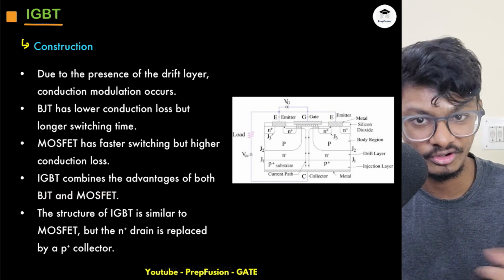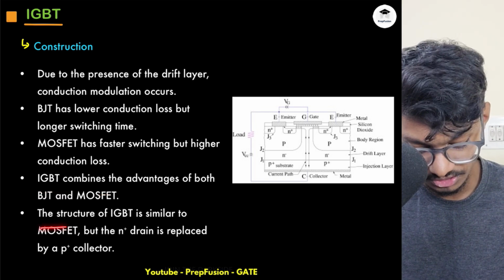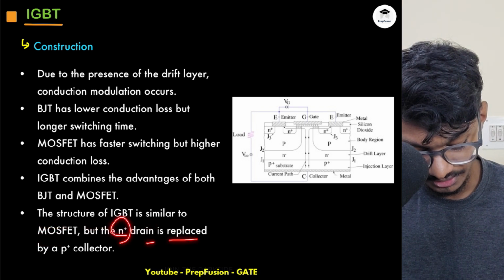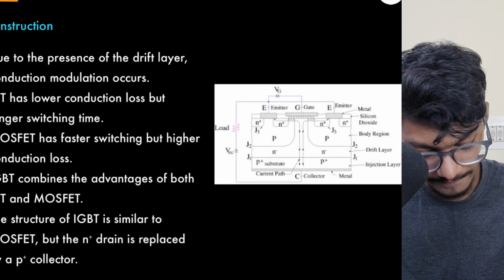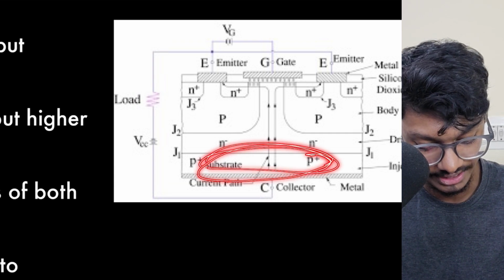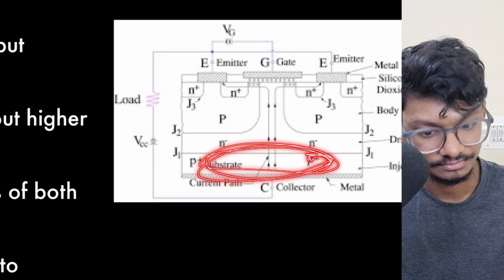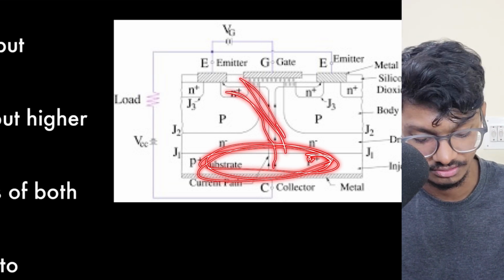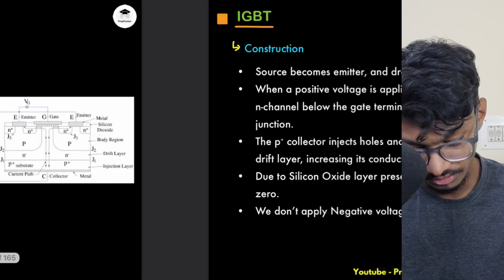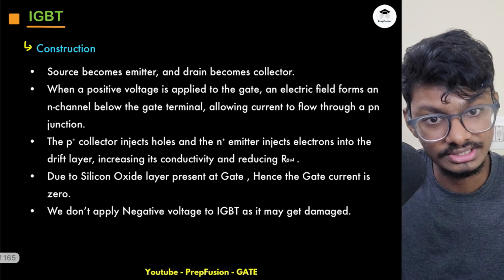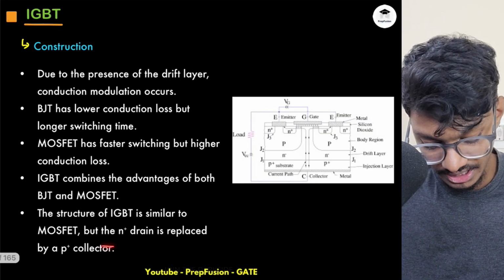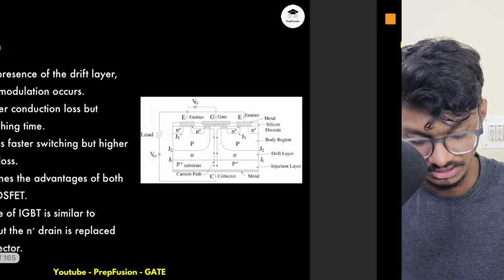Okay, obviously a few disadvantages also come. The structure of IGBT is similar to MOSFET, but the N plus drain is replaced by P plus collector. Here, previously it was N plus, right? This was N plus. Now it has been replaced with P plus. So there is a PN junction through which the current flows. That is one of the issues. So that is basically the difference between the IGBT construction and the MOSFET construction. Almost similar to MOSFET, just the N plus region has been replaced with P plus region.